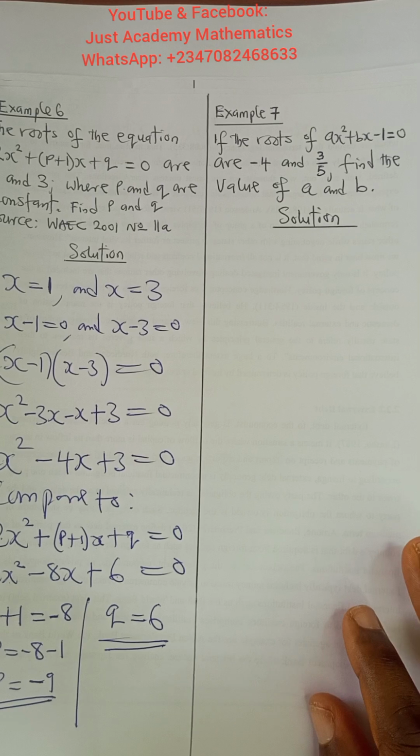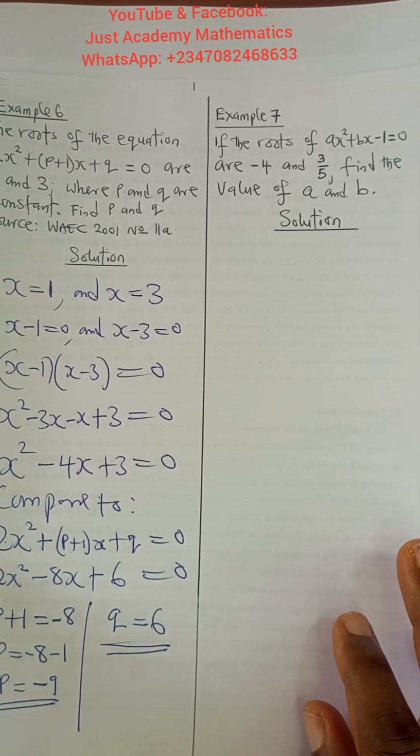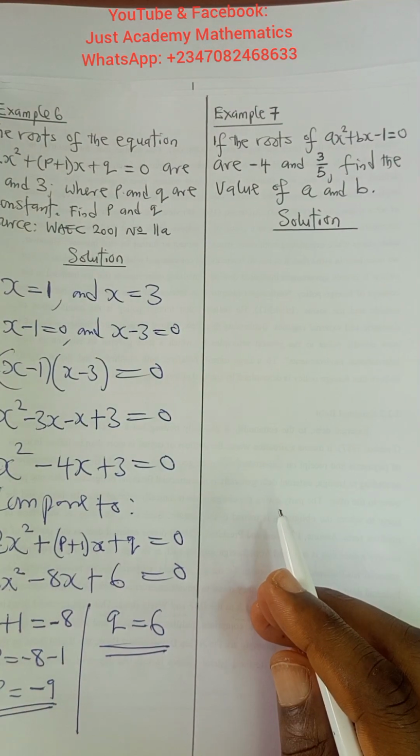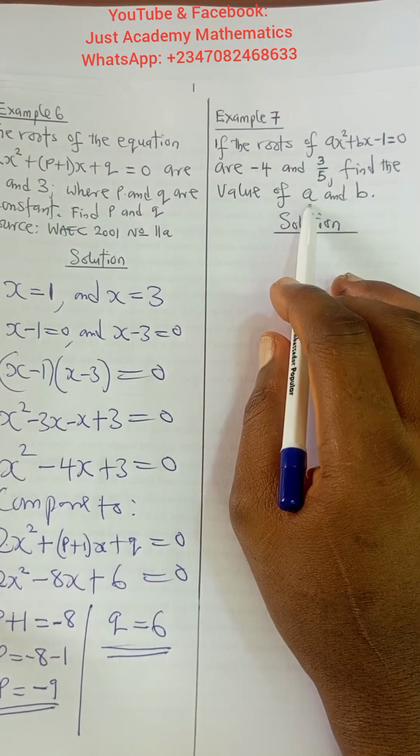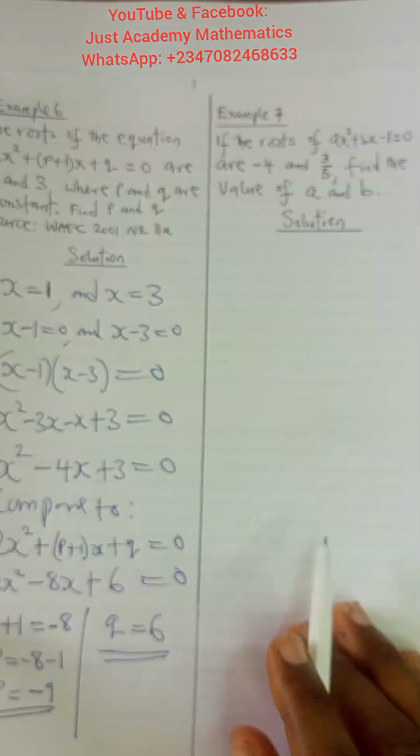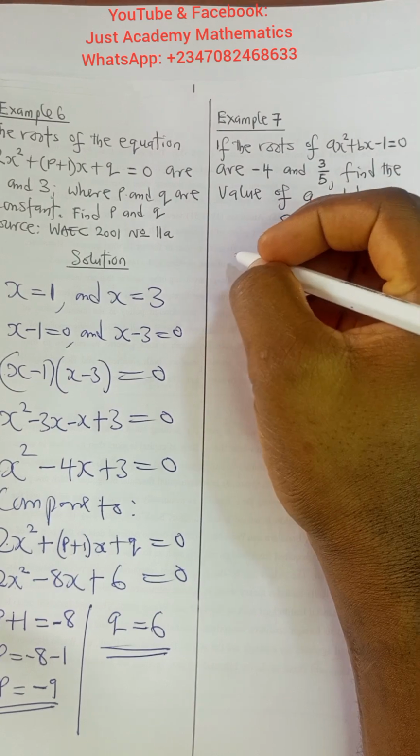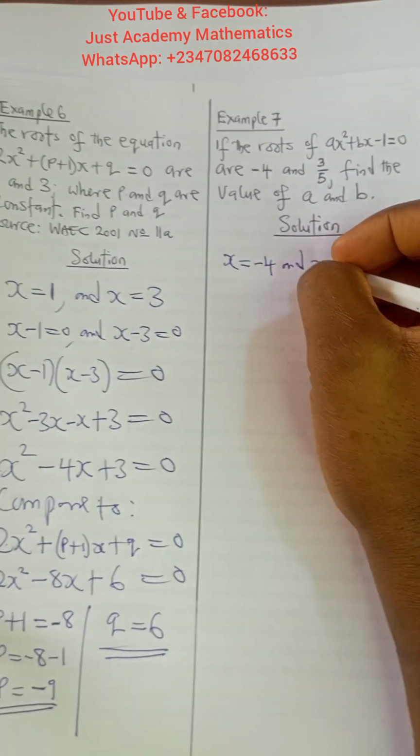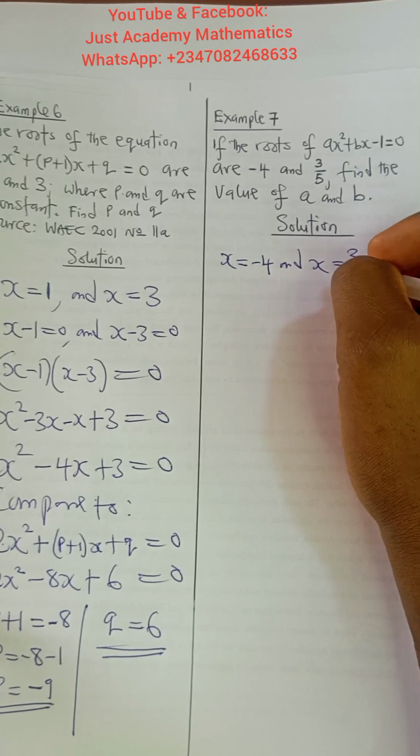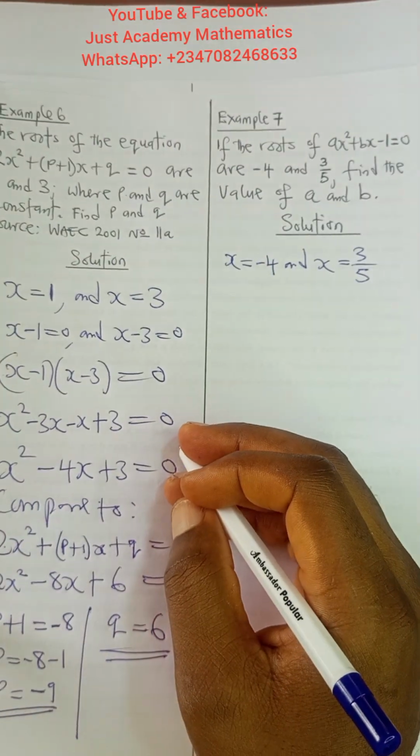Now let's close with this. I have to shift this a bit. Now we have this. The roots of a quadratic equation are this and this. Find the value of A and B. This is another tricky one. Now let me show you what they are saying. X is equal to minus 4 and X is equal to 3 over 5.